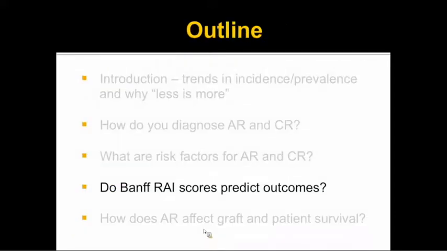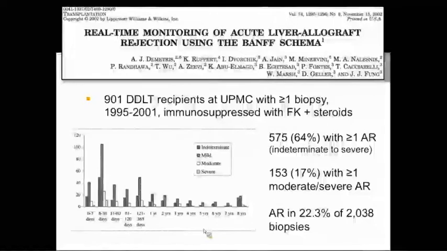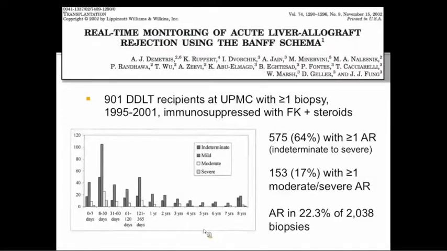So now moving on to the next question. So the biopsy scores, are they useful to help predict outcomes? So I wanted to bring up data from two studies here. This one is from a study in University of Pittsburgh Medical Center of 901 patients who underwent deceased donor liver transplant who were immunosuppressed with tacrolimus and steroids. And as you can see, although acute rejection was quite common in this population in this era, moderate or severe acute rejection was less common.